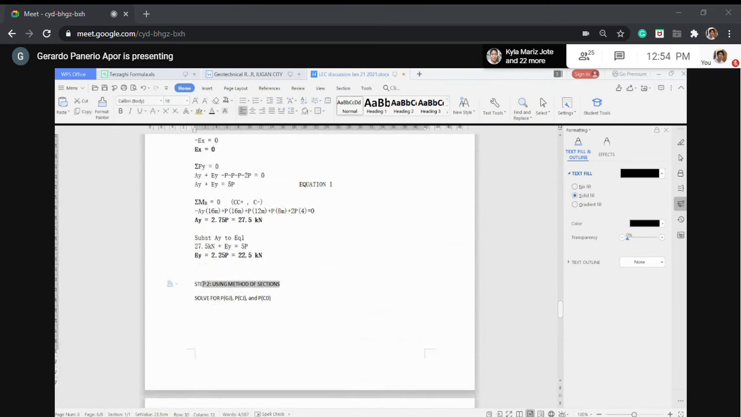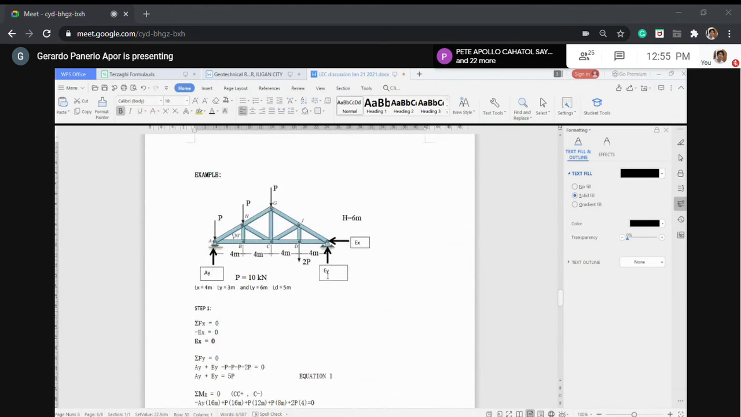Okay, so this is the topic that we are going to discuss this afternoon, method of section. Method of section is utilizing a section only. You are going to cut the member you are interested in, so that it will be changed with an arrow with a known force of the member which you are going to solve.